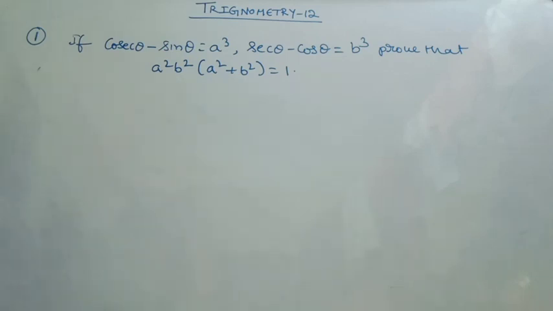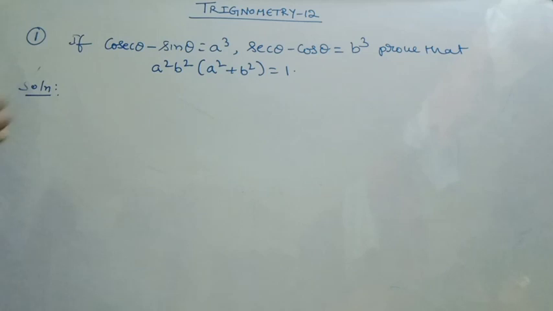Here it is given that if cosecant theta minus sin theta equals a cube, secant theta minus cos theta equals b cube, prove that a square b square times (a square plus b square) is equal to 1. How will we do this particular problem, because many students have doubts. It is better that we make one video and clarify all of your doubts. It is good, I thought of it, and we are doing it now.